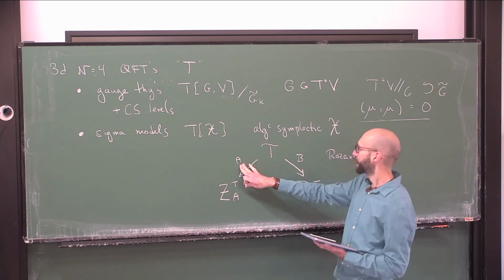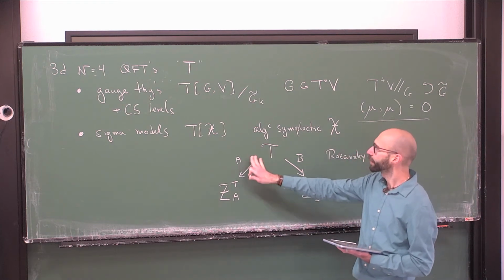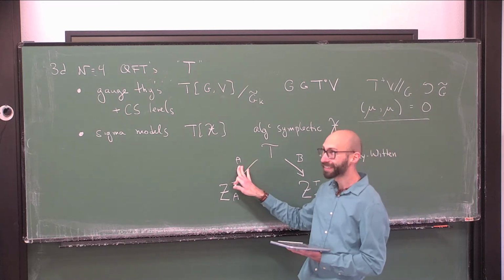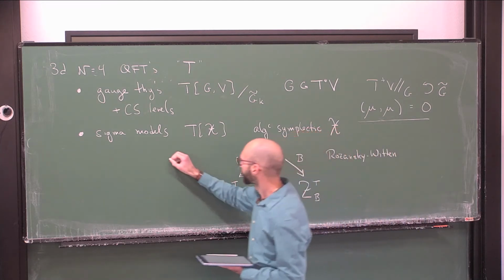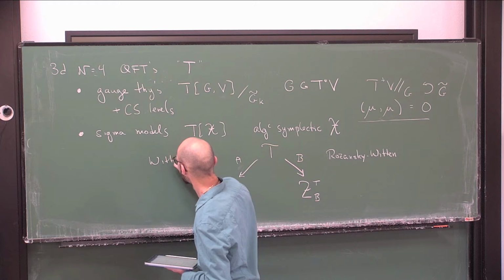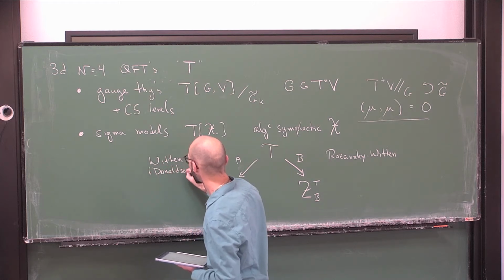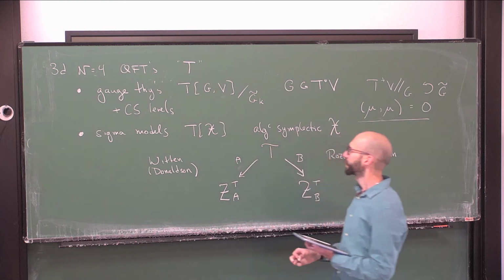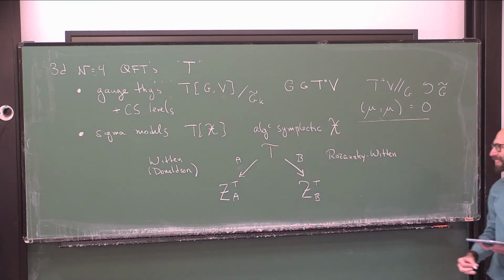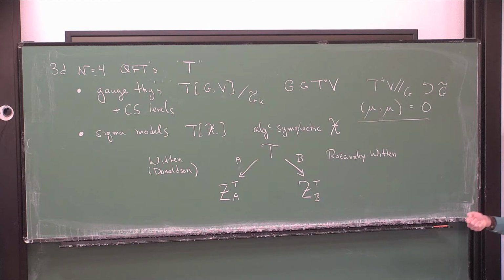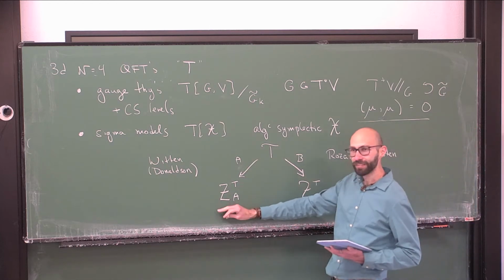The A twist was not really new to 3 dimensions. It's a dimensional reduction of Witten's Donaldson twist. And so in particular, in abelian gauge theory where G is C star and V is C, this is related to 3D Seiberg-Witten invariants.